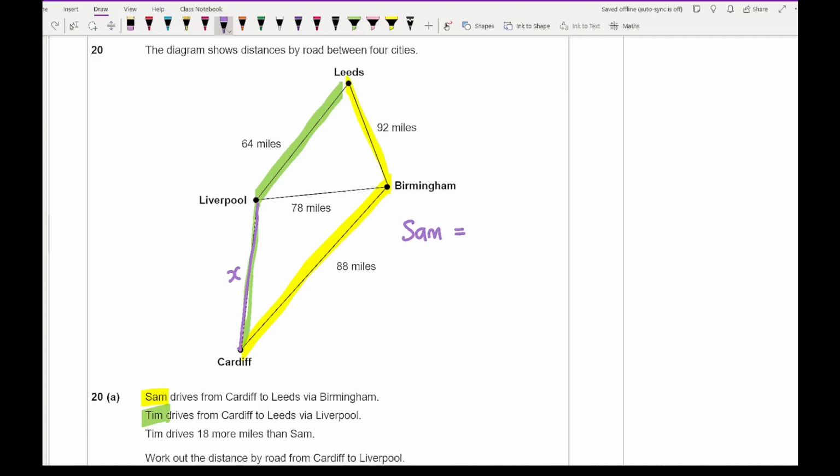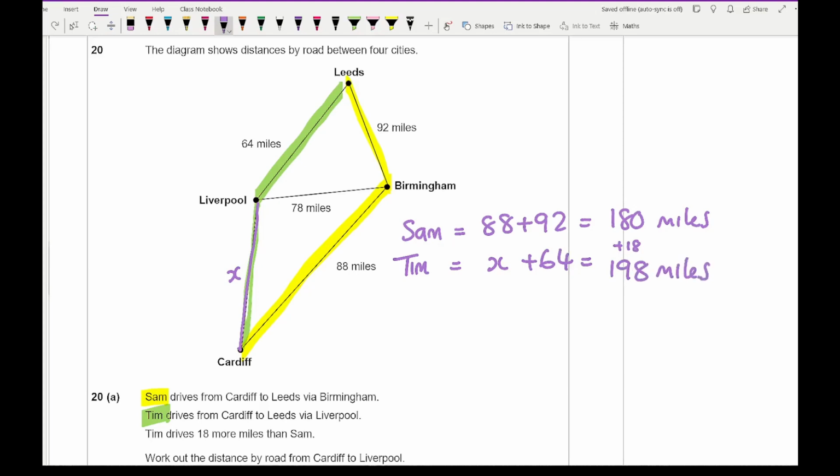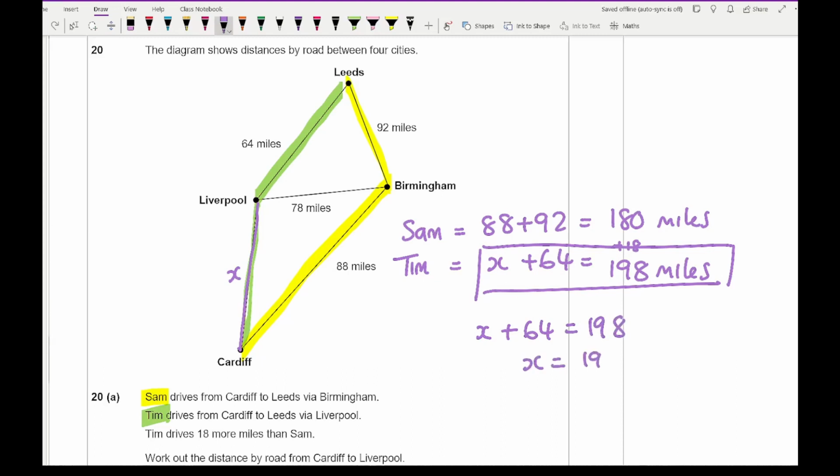So Sam travels, and it's going to be 88 plus 92, which is 180 miles. Then for Tim, we know that he's going to travel x to get from Cardiff to Liverpool plus 64, and we know that that's 18 more than what Sam has travelled, so that's going to be 198 miles. So the question is asking me to work out x, so if I take this equation, I've got x plus 64 equals 198, so x equals 198 minus 64, which gives me 134 miles. So the distance of Cardiff to Liverpool is 134 miles. Actually 134, apologies. And let me just write. There we go.